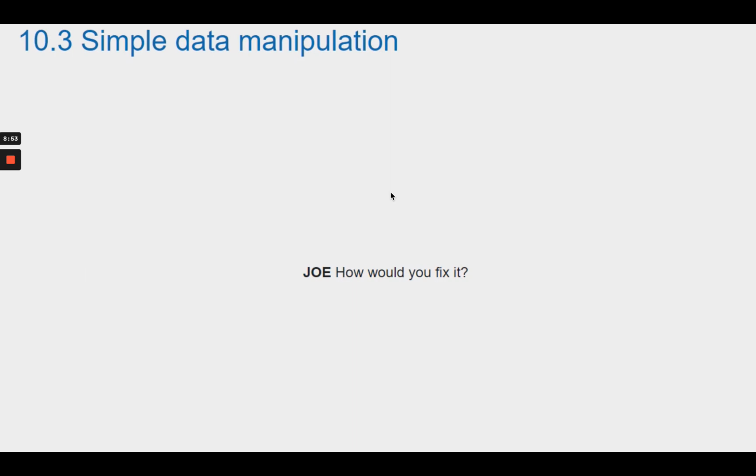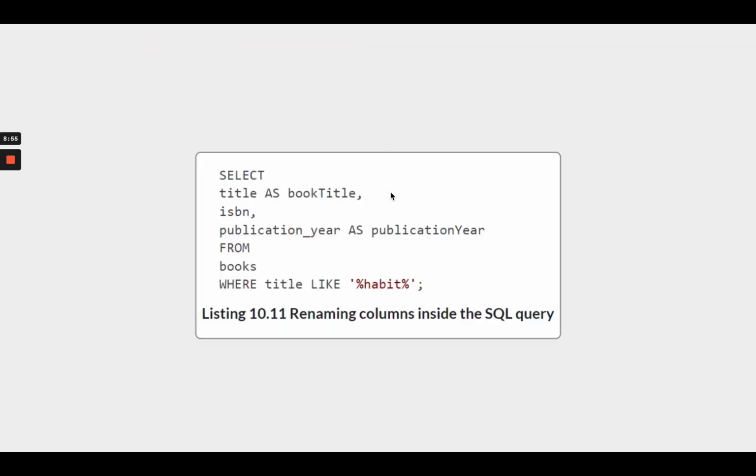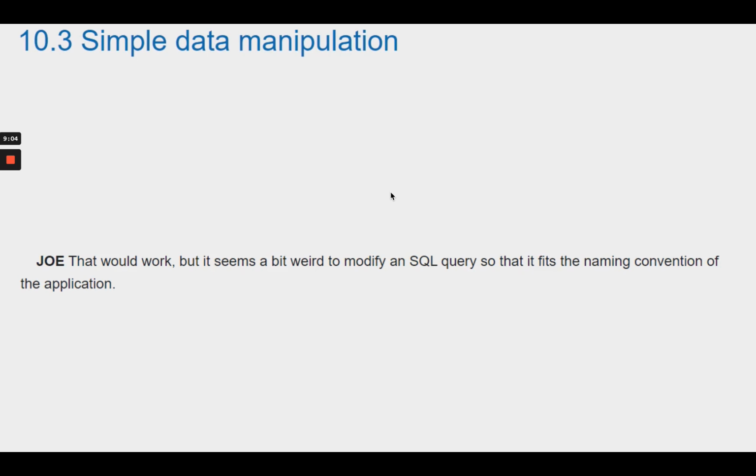Joe: How would you fix it? Theo: I would modify the SQL query so that it renames the columns in the results. Here, let me show you the query. Joe: That would work, but it seems a bit weird to modify an SQL query so that it fits the naming convention of the application. Theo: Yeah, I agree. I imagine a database like MongoDB doesn't make it easy to rename the fields inside a query. Joe: Yep. Sometimes it makes more sense to deal with field names in application code.